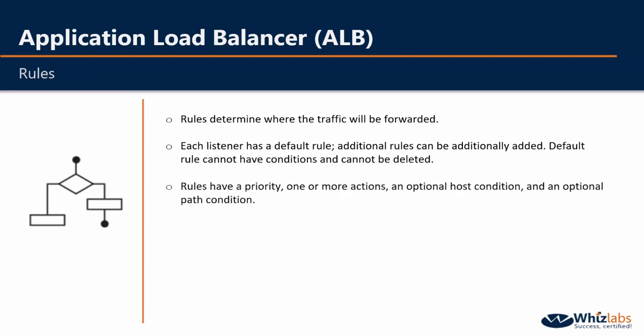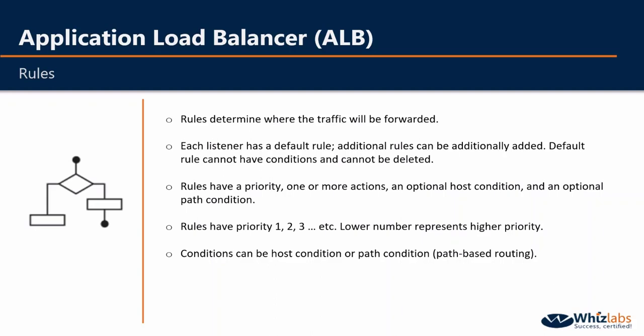The rules have a priority, one or more actions, an optional host condition, and an optional path condition. Rules have priorities, that is 1, 2, 3, etc., with lower number representing a higher priority. The conditions can be host-based conditions or path-based conditions, which is also called path-based routing. We are going to see an example of path-based routing in our demonstration. There is also a provision for a fixed response action in rules.